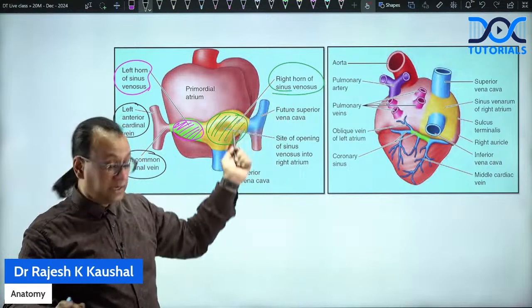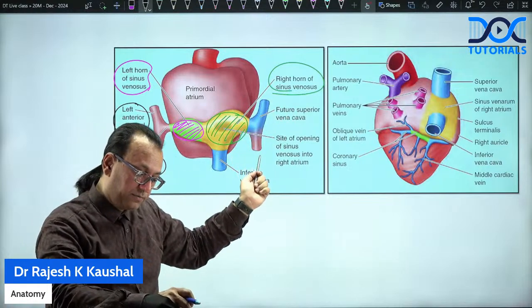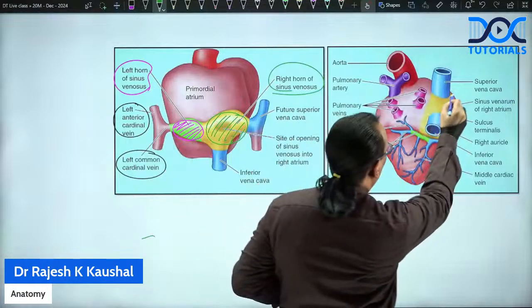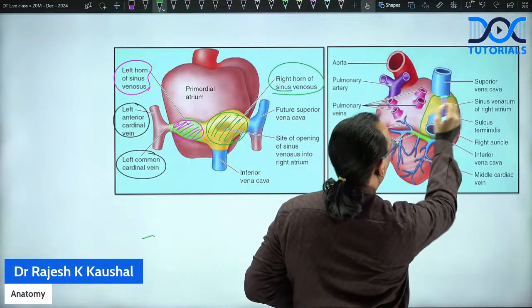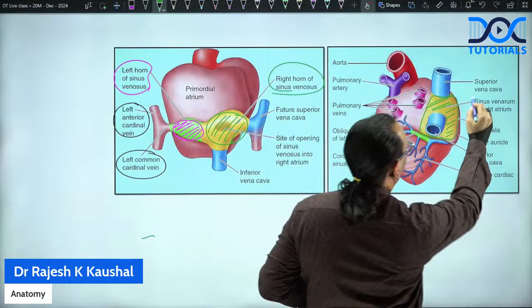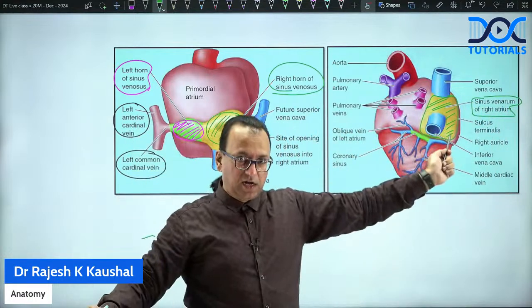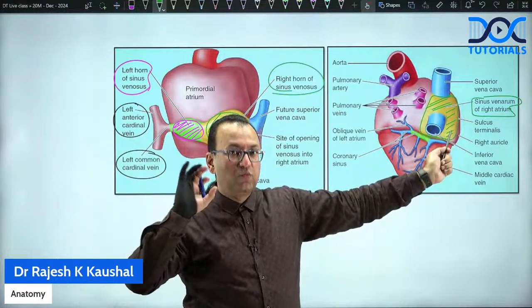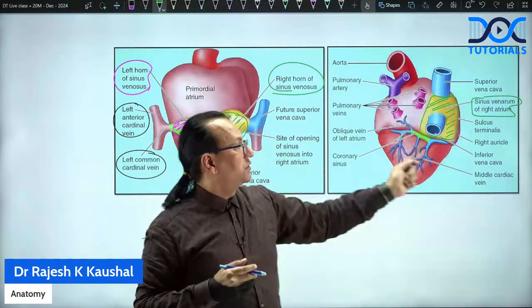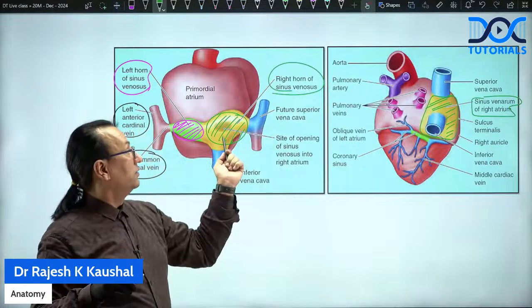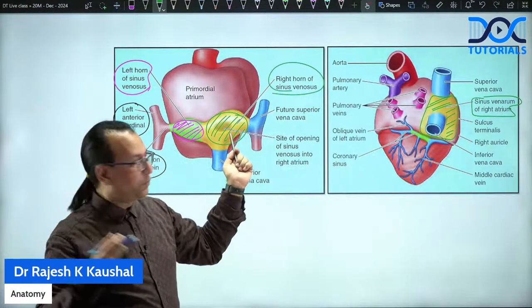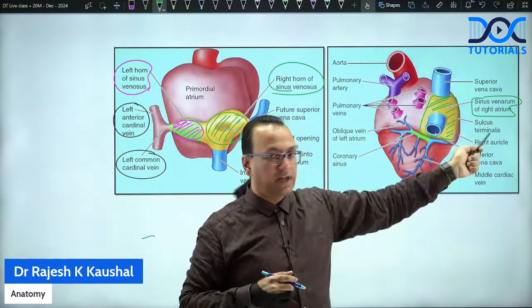The right horn of sinus venosus is absorbed and forms the smooth part of the right atrium, which is called sinus venarum in the adult heart. In the adult heart, the posterior smooth wall of the right atrium, this yellow color, the right horn of sinus venosus forms the posterior smooth wall of the right atrium called sinus venarum.